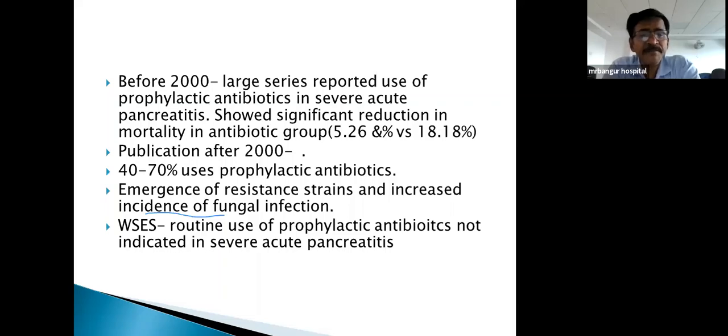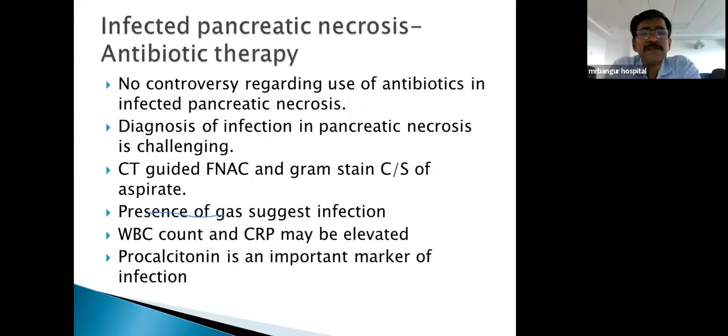So if you go to the different studies, before 2000, large series reported use of prophylactic antibiotic in severe acute pancreatitis, and it has shown significant reduction in mortality in the antibiotic group. However, subsequent studies have not corroborated this observation. In the recommendation of the World Society of Emergency Surgery, they recommend routine use of prophylactic antibiotic is not indicated in severe acute pancreatitis unless there is documented infection.